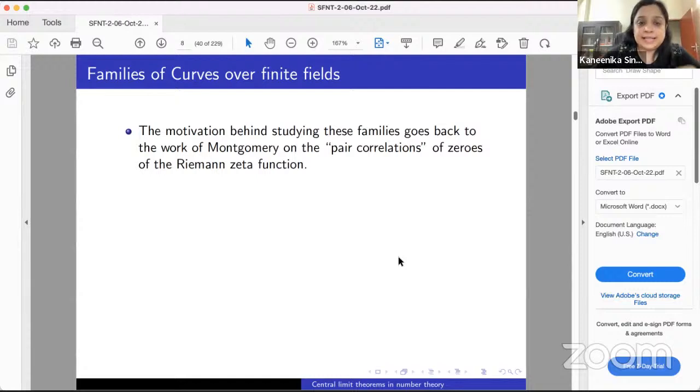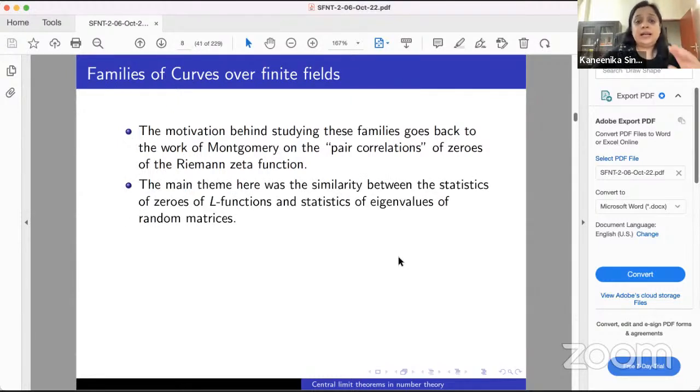I forgot to mention this in the slide, but there are also some very nice theorems of Selberg about central limit theorems for zeta zeros. So in the context of Montgomery's work, the main theme was the similarity between the statistics of zeros of L functions and statistics of eigenvalues of random matrices. After Montgomery and Freeman Dyson met and discussed their work, they realized that essentially they were looking at a common phenomenon, but Montgomery was going at it from the point of view of zeros of L functions, whereas Freeman Dyson was looking at statistics of eigenvalues of certain types of random matrices.